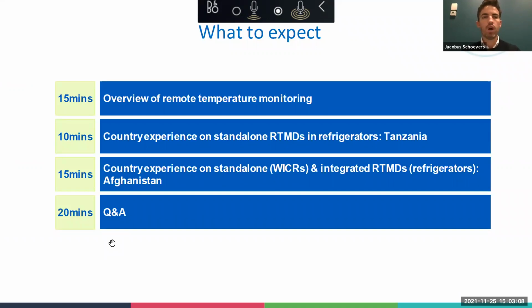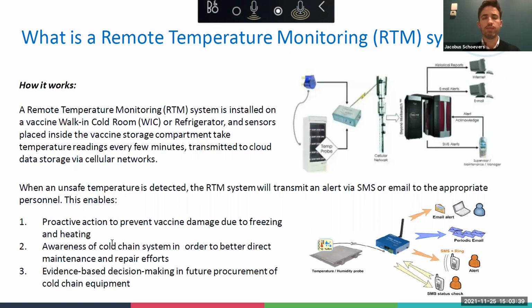Let me quickly give you an overview of the session. We'll spend a bit of time in the beginning talking about what is remote temperature monitoring. Then we'll dive into some country experiences where our colleagues from Tanzania will share their experiences, followed by our colleagues from Afghanistan, who will also be sharing their experiences with RTMDs. And then we'll end off with 20 minutes of Q&A at the end.